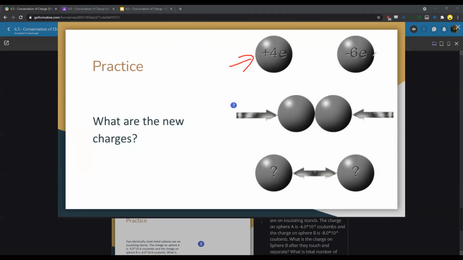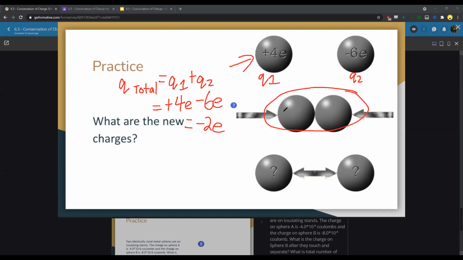What you're going to do first is add both Q1 and Q2. And because I'm too lazy to switch colors, I'm just going to color both of them red. So the total charge, Q total, this is a Q, by the way, guys, is Q1 plus Q2, plus 4e minus 6e, and you get negative 2e. So the total charge is negative 2e. That's the total charge when you add both objects and you place them together.